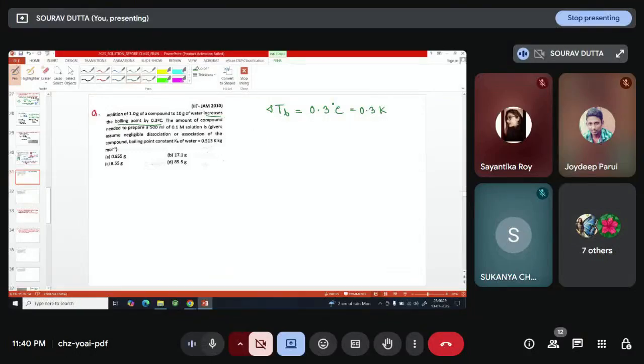The amount of compound needed to prepare 500 ml of 0.1 molar solution. Okay, how will I do it? Delta TB equals, you know, Kb into m.